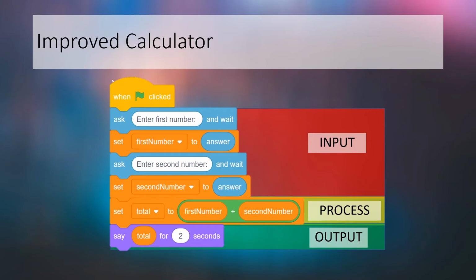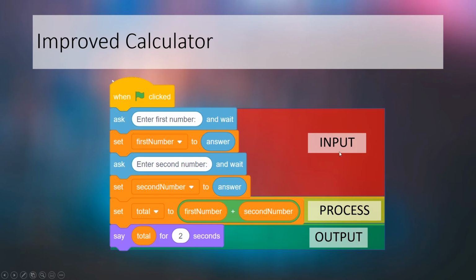So off the back of this, we could then improve our calculator program. We could ask the user to enter their first number and set the variable first number to the value stored within answer, and then ask the user to enter a second number and then store this as second number. We could then set our total to first number plus second number, and then we could say the value of total on the screen.